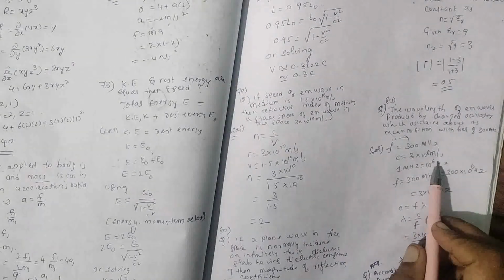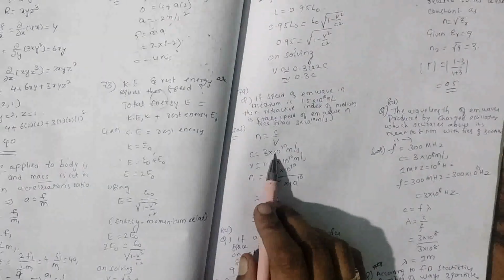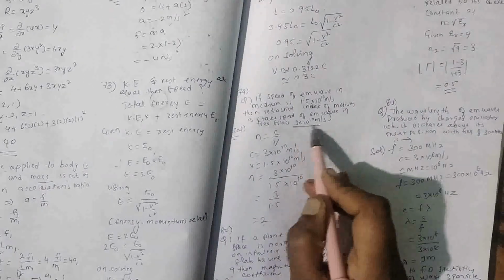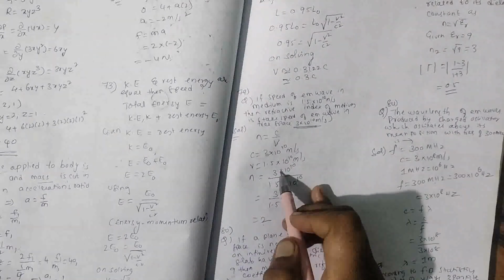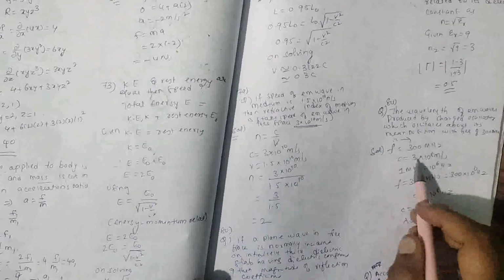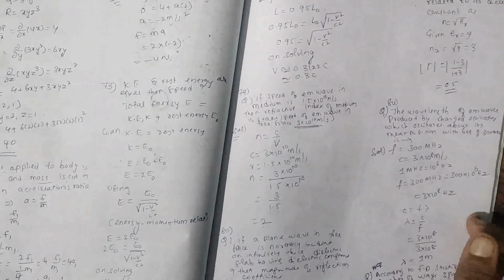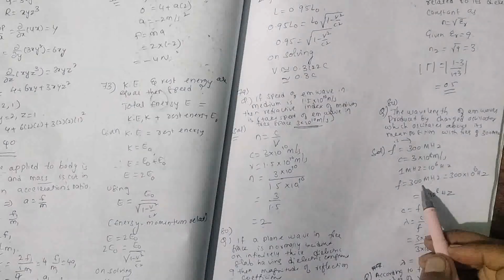meter per second. But here we wrote 3 into 10 to the power of 10, because in the problem he said to use 3 into 10 to the power of 10. So we substituted that only. But the actual value is 3 into 10 to the power of 8 meter per second. Don't forget this. So F is 300 megahertz.